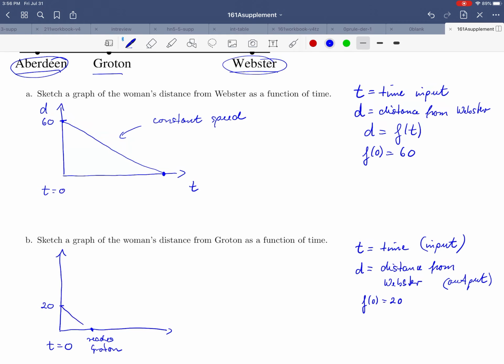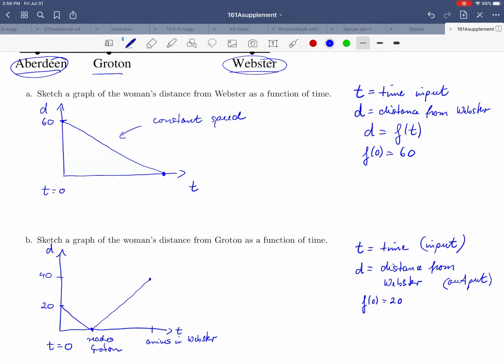So at first she got closer and closer to Groton at the same speed, and then she just keeps driving, and so she gets further and further away until she arrives in Webster. So that's where our graph ends. And I could put on my graph right here that now she's 40 miles away from Groton. So I know at the end, still I don't know what time that is, but at the end she is 40 miles away from Groton.